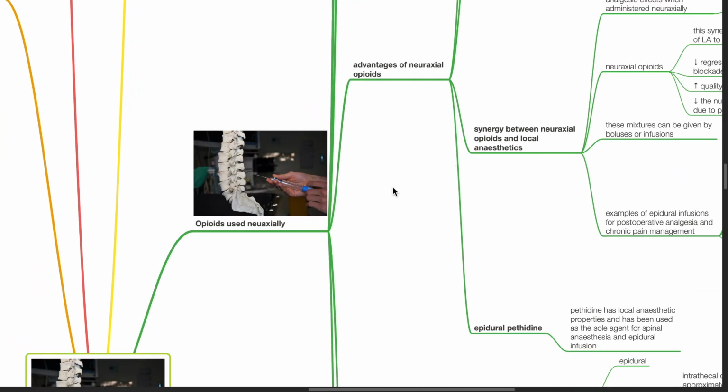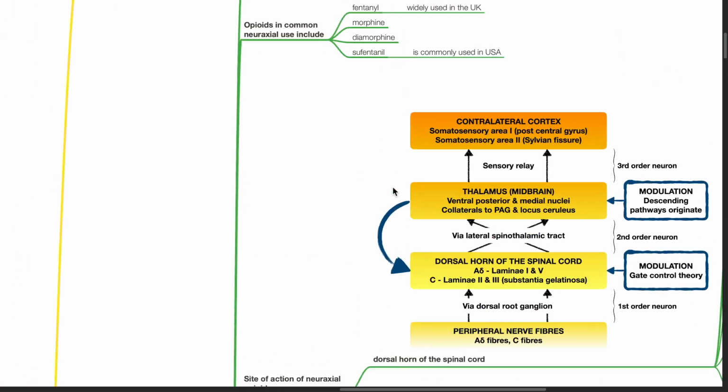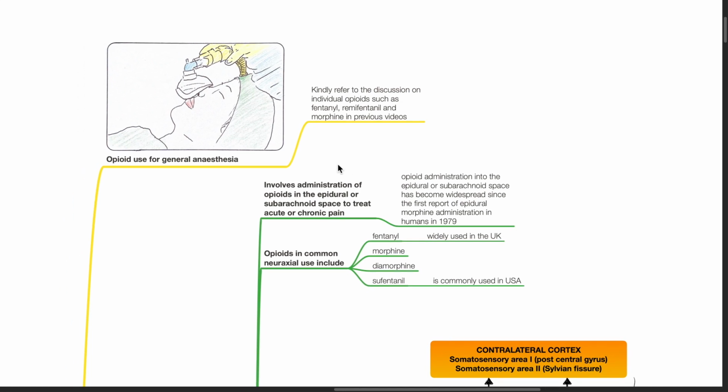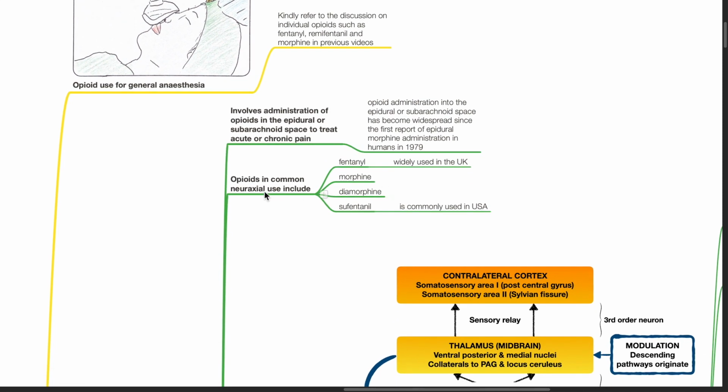Opioid use neuraxially. This involves administration of opioids in the epidural or subarachnoid space to treat acute or chronic pain. Opioid administration into the epidural or subarachnoid space has become widespread since the first report of epidural morphine administration in humans in 1979. Opioids in common neuraxial use include fentanyl, which is widely used in the UK, morphine, diamorphine, and sufentanil, which is commonly used in the USA.